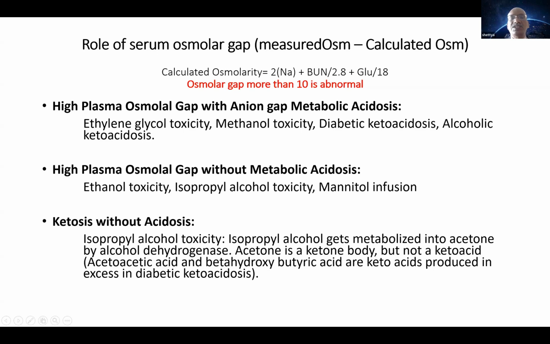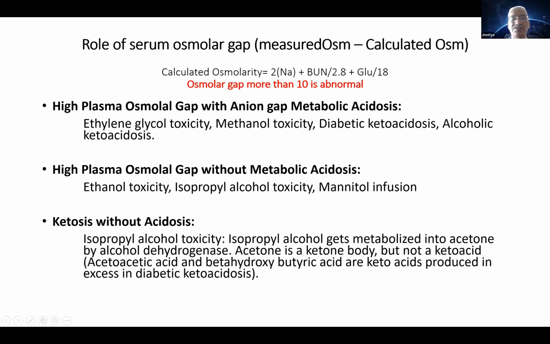And if the difference is more than 10, it's abnormal. And if it is more than 10, you have to suspect ethylene glycol and methanol toxicity. These two conditions also increase the osmolar gap, but they are not that difficult to diagnose: alcoholic ketoacidosis is not that difficult to diagnose. You see down here, high osmolar gap without metabolic acidosis. So unless alcohol toxicity causes ketoacidosis, you don't get metabolic acidosis in alcohol toxicity. Isopropyl alcohol toxicity is the other one that increases the osmolar gap and does not increase the anion gap, or it doesn't cause metabolic acidosis. Same thing with mannitol.